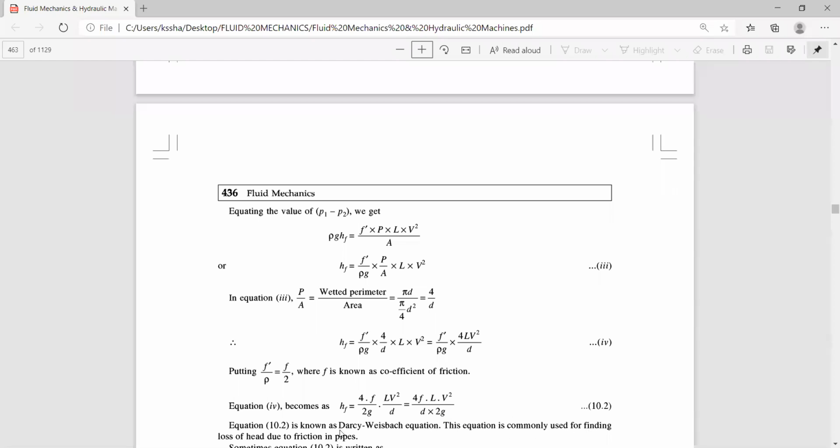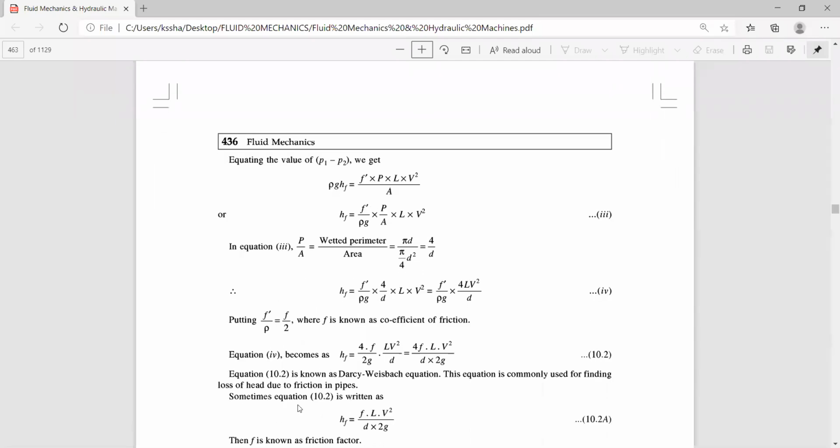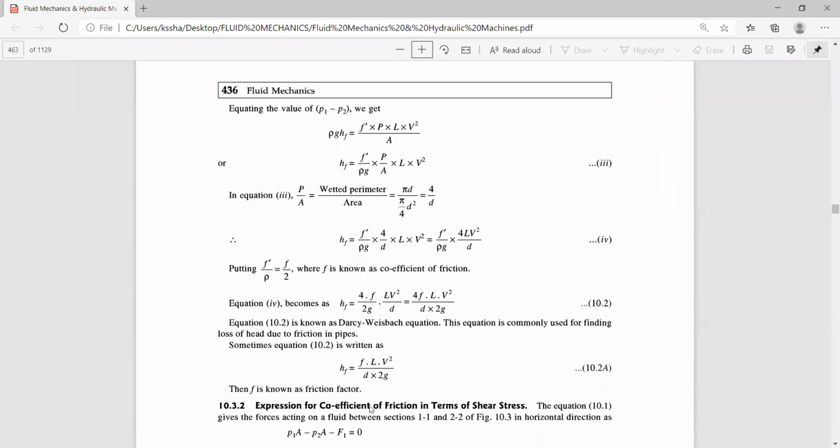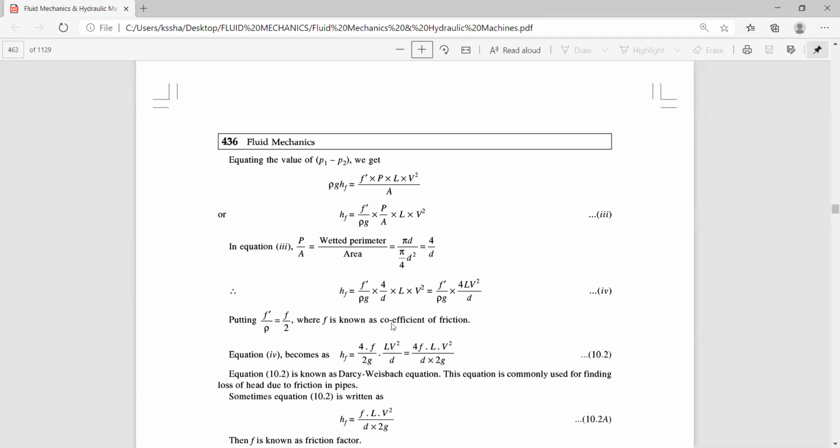So this equation 10.2 represents the Darcy-Weisbach equation, and it is commonly used for finding the loss of head due to friction in pipes. That is, HF is equal to 4 F L V square by D into 2g, where F is known as the friction factor. Okay, so this is your standard equation. I hope it is clear to you.